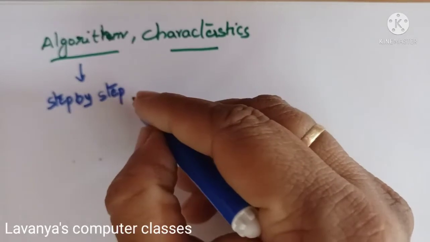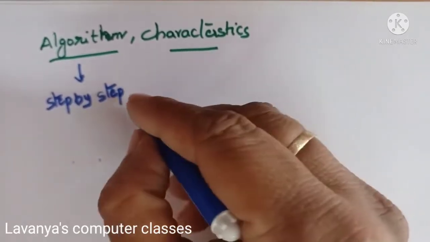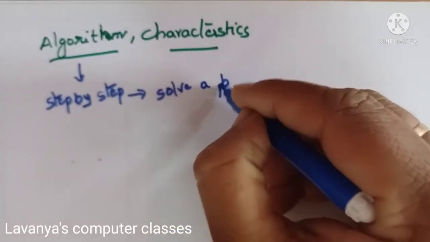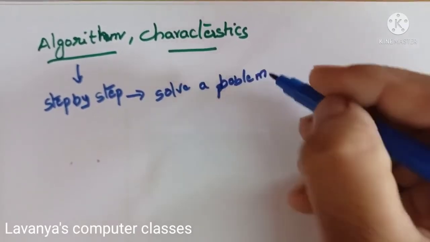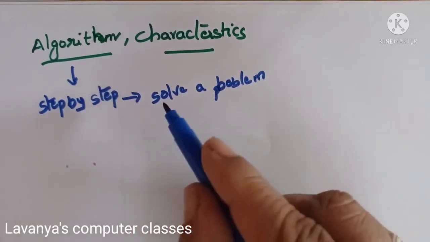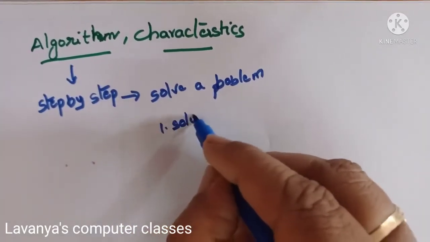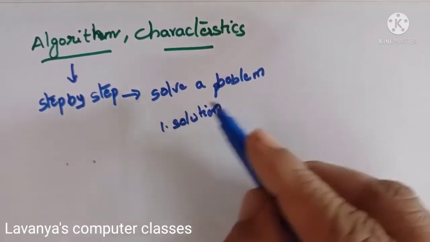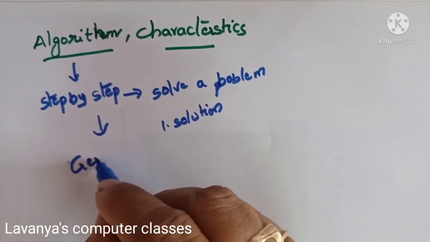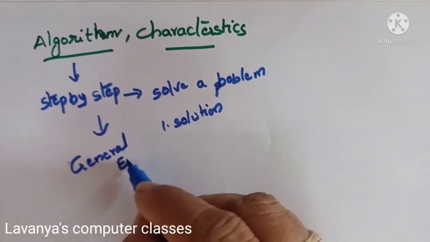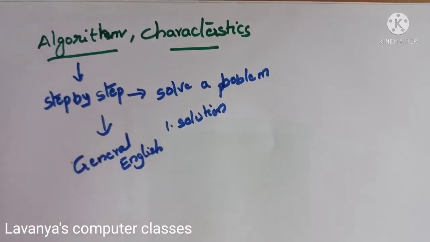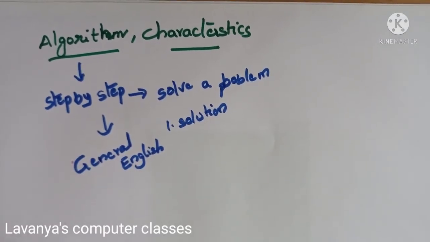What is an algorithm? It is a step-by-step procedure to solve a problem. Because we are using a computer for solving a problem, for solving any problem, we need some steps. For finding a solution for any problem, we have to write some steps. All the steps, a step-by-step procedure to solve a problem for finding the solution, but all are written in simple general English language, that is called an algorithm.